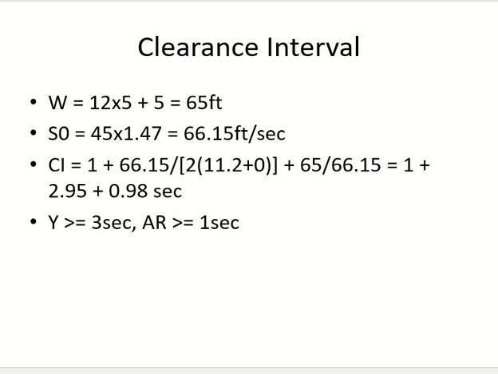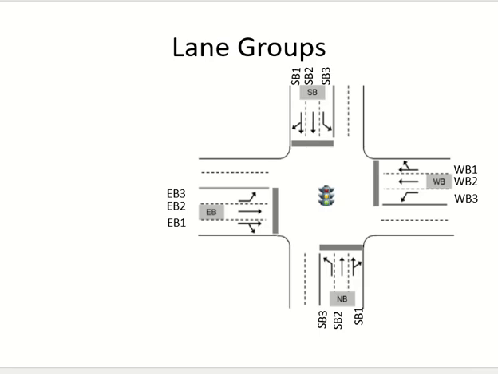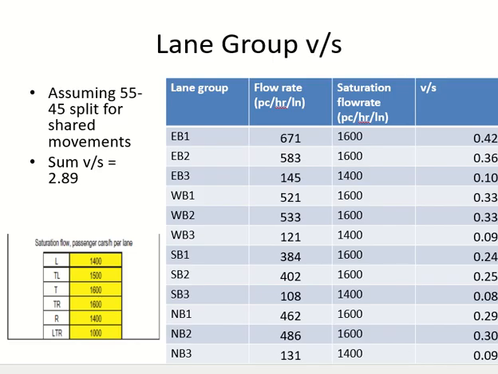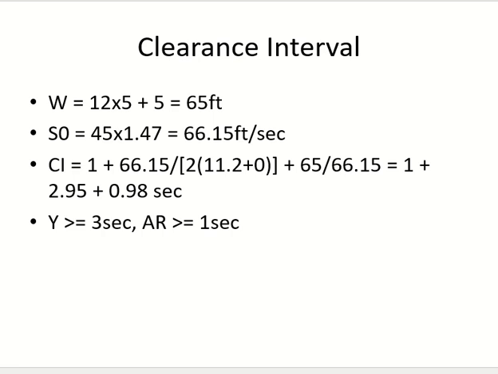Now I have to calculate the yellow and all red time. For yellow and all red time, I need the dimension of the road. In this case, all roads have the same dimension, which is how many lanes? 5 lanes plus 5 feet of median. So 65 feet. All roads have the same dimensions. The speed is taken as 45 miles per hour.